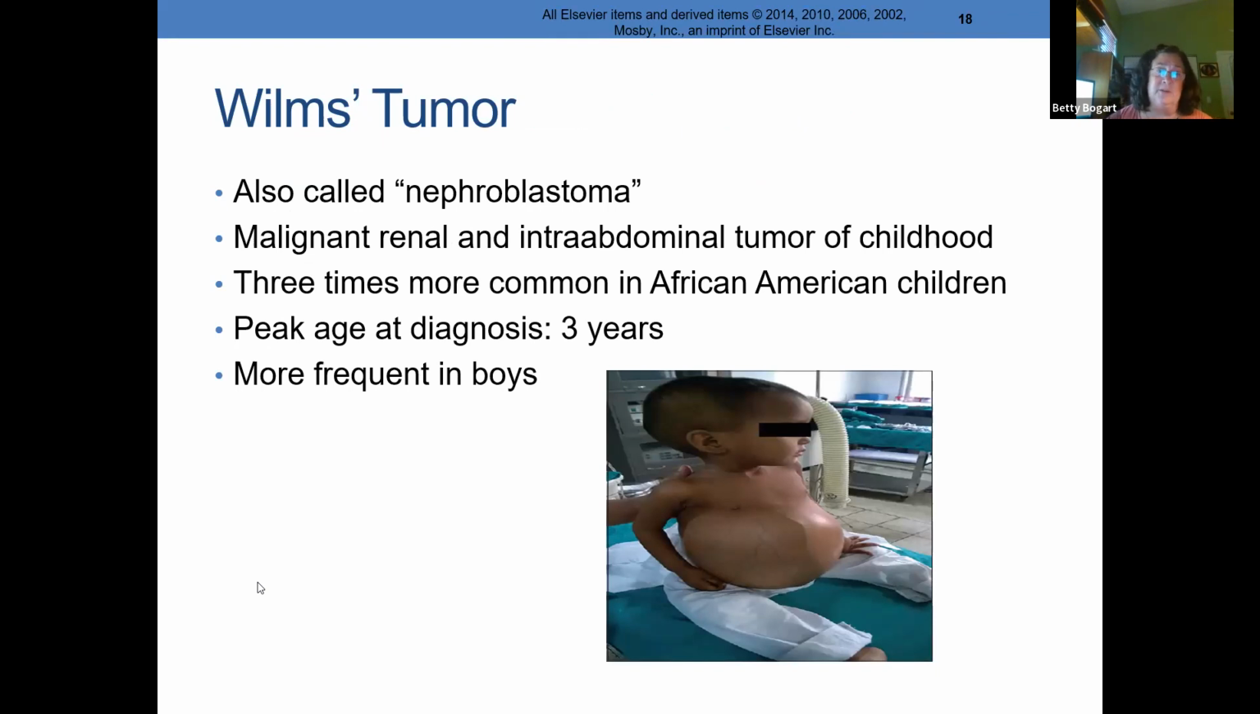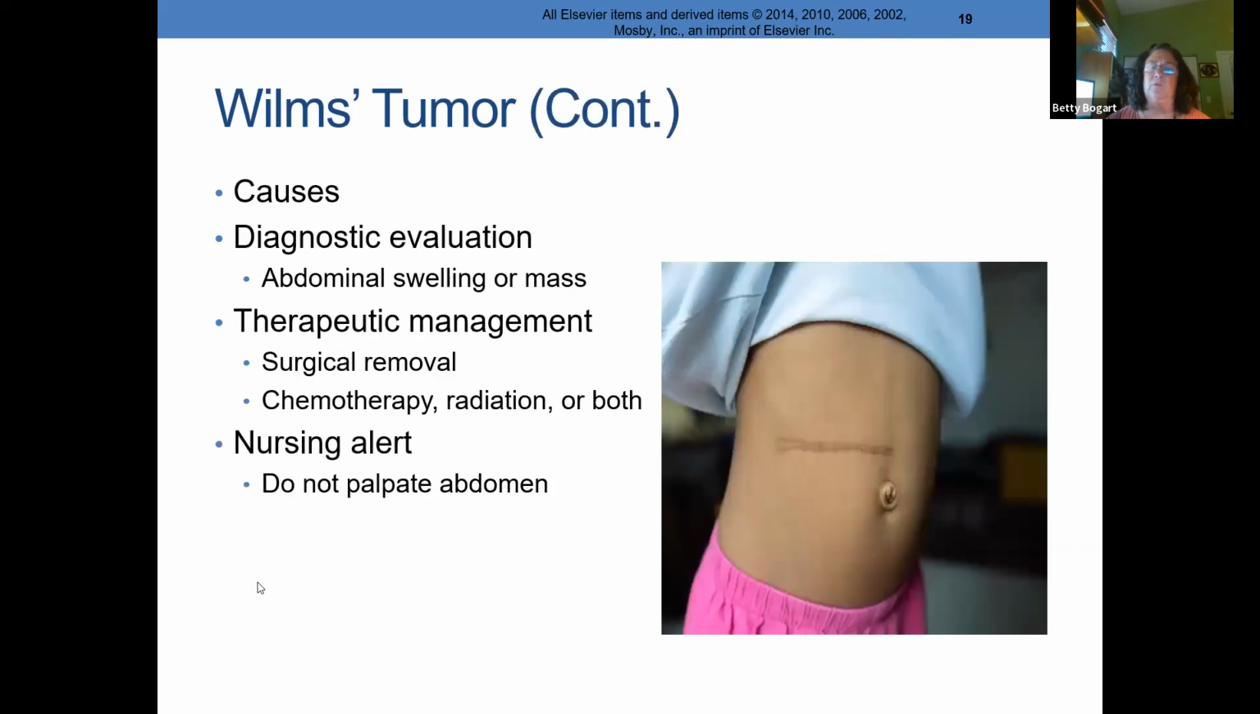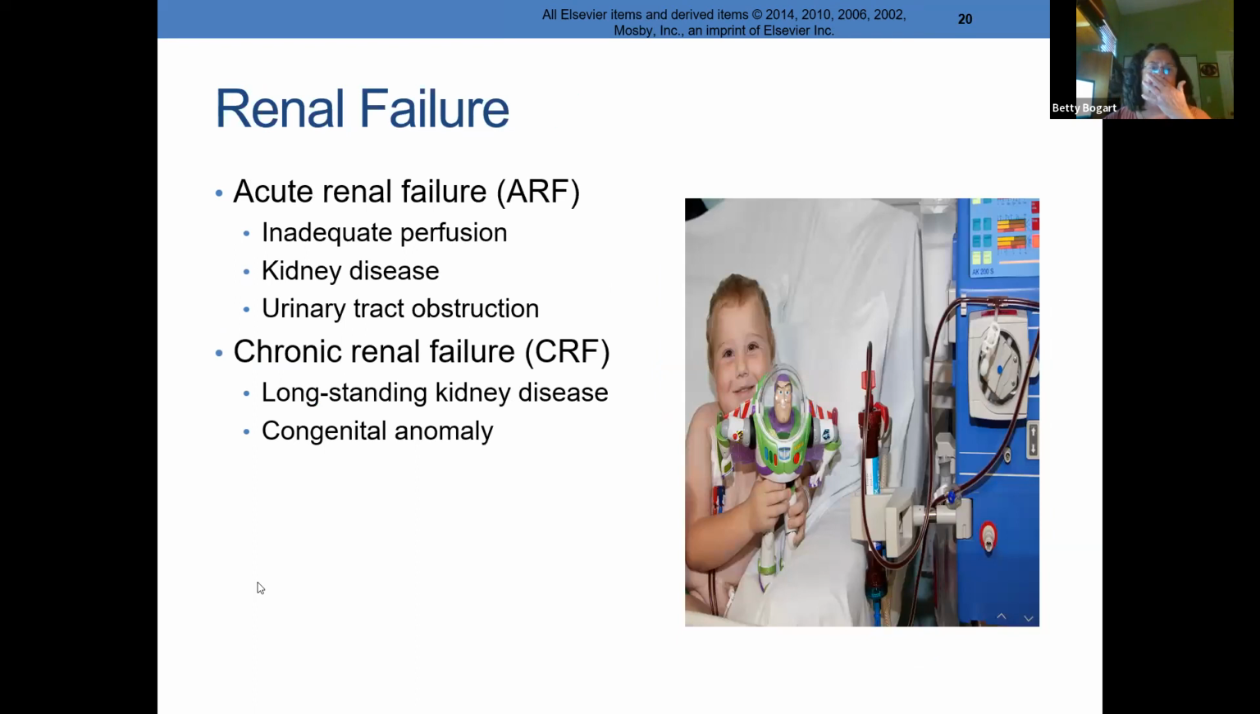Wilms tumor, we've mentioned before, the nephroblastoma. It's a kidney adrenal type tumor. It is males, ages 3 to 5, African American. And we treat this with surgery, with chemo, radiation, both, and then surgery. The biggest thing with this is do not touch that abdomen. When you touch it, it's fragile, this tumor, and it can cause pieces to break off and metastasis, and we don't want that. So renal failure can be acute or it can be a chronic stage.